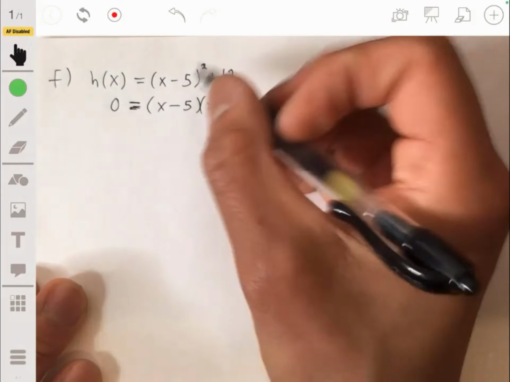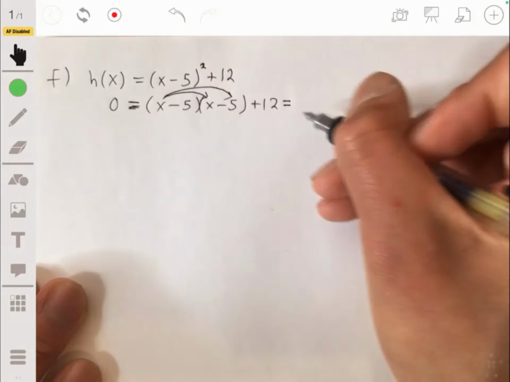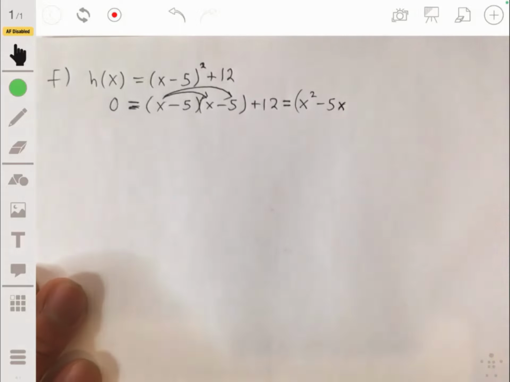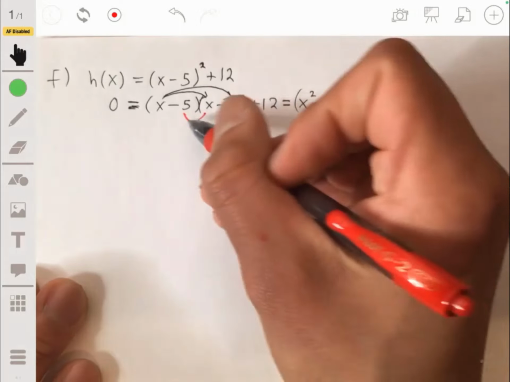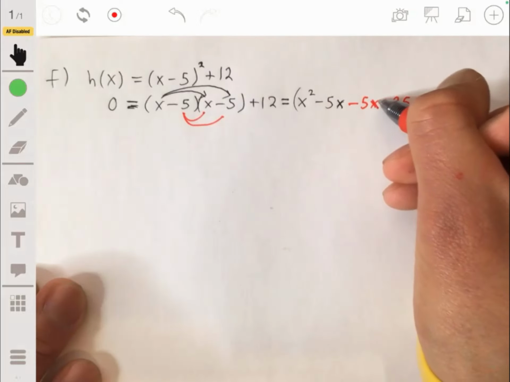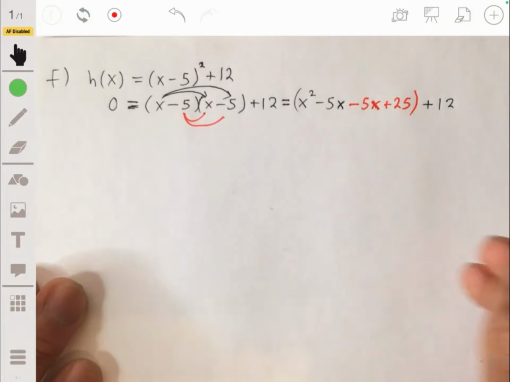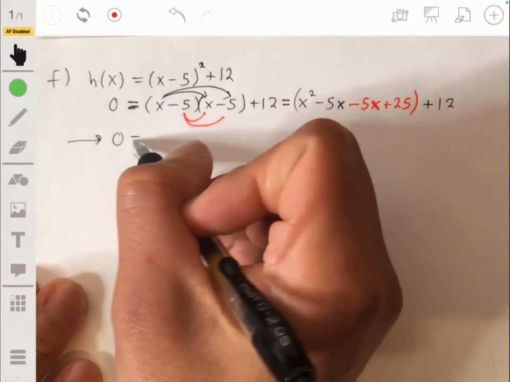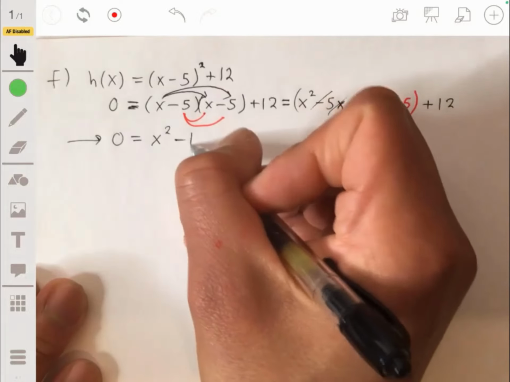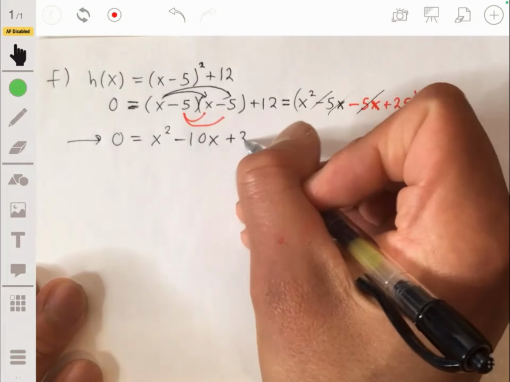So then make sure you distribute. So going step by step, x times minus 5, x squared minus 5x. Then minus 5x plus 25. Plus the 12 outside the parentheses. Simplifying, we get x squared minus 5x and minus the 5x, we get minus 10x. Plus 25 plus 12, so we get plus 37.